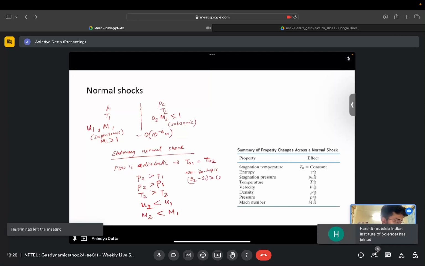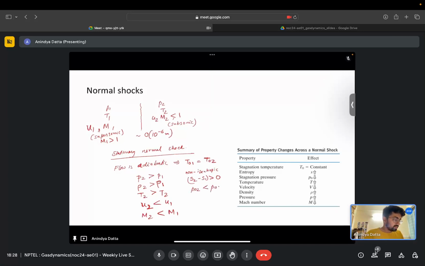As the flow is non-isentropic, the stagnation pressure will decrease. We have seen that there is an expression by which we can say how the stagnation pressure varies, a relation between the ratio of stagnation pressures and the change in entropy.